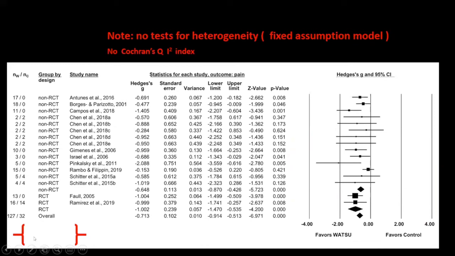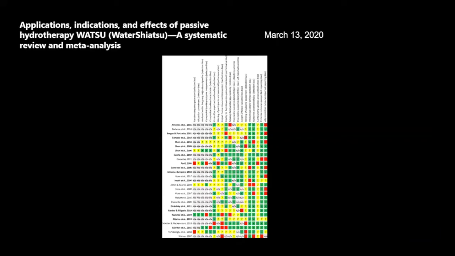Note, there are no tests for heterogeneity because they used a fixed assumption model. And because they used a fixed assumption model, they assumed that all patients entered in the study were exactly the same, and therefore the effect they were measuring was due to what they had done, either control or the shiatsu. But they had given an analysis of the makeup of all the studies, and they had graded them. So they had done a qualitative analysis of the studies.